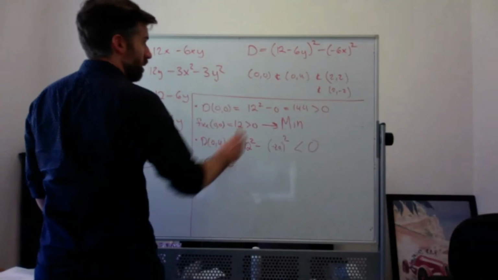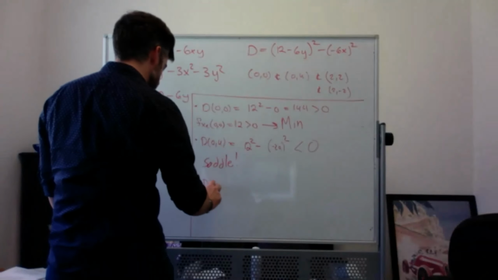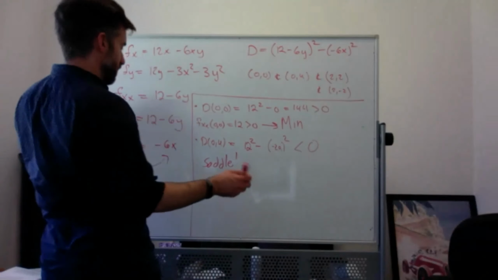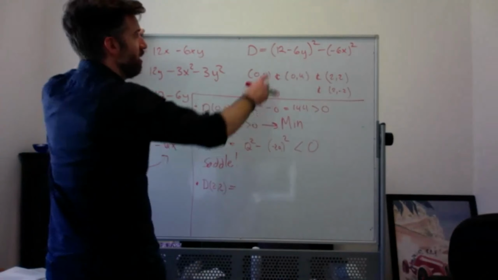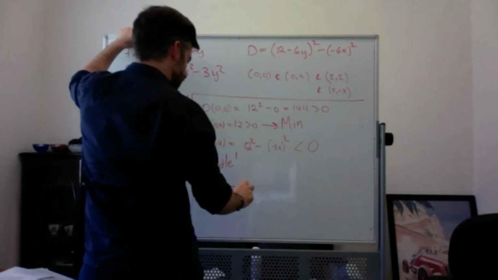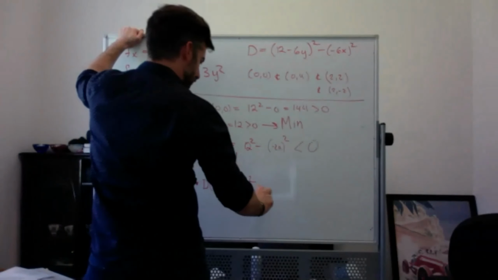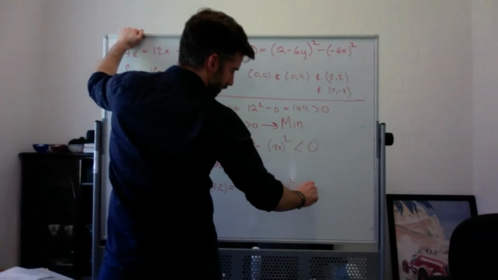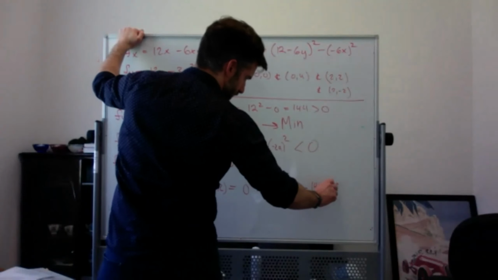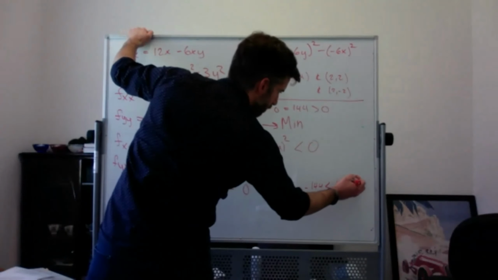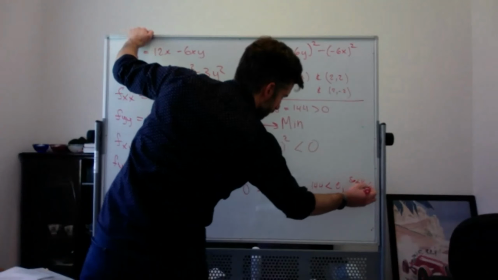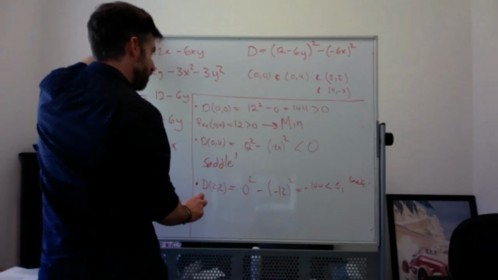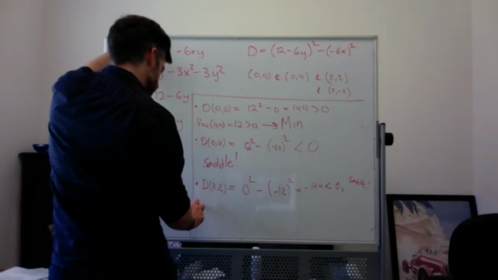Okay. Looking at the last ones, D evaluated at (2, 2) is going to be, let's see, if I plug in 2 for x and 2 for y, I'm going to get 12 minus 12, which is 0 squared, minus negative 12 squared. That's going to be negative 144, which is less than 0. So we have a saddle. And it's probably going to be the same for the other one, but let's double check. It might not be. I could be wrong. I am wrong. That's fine.